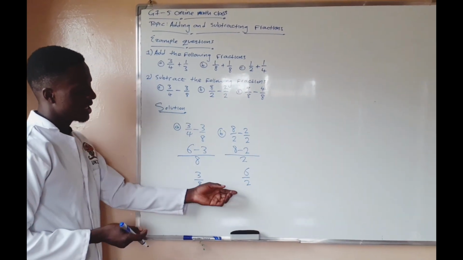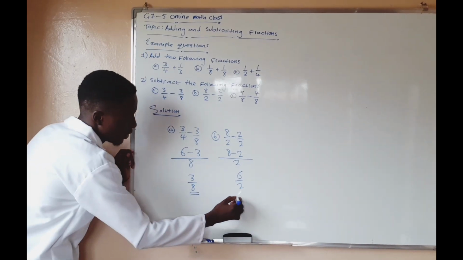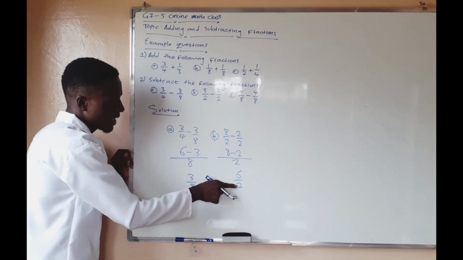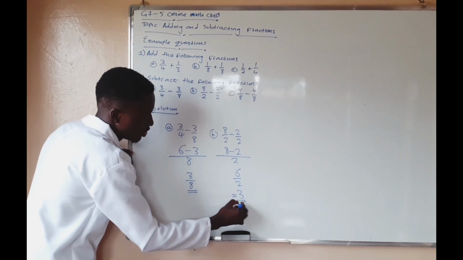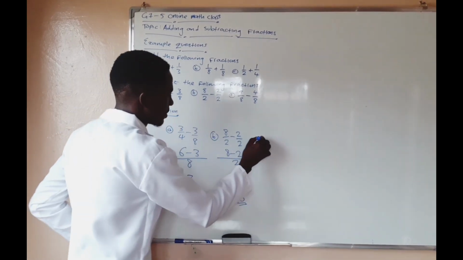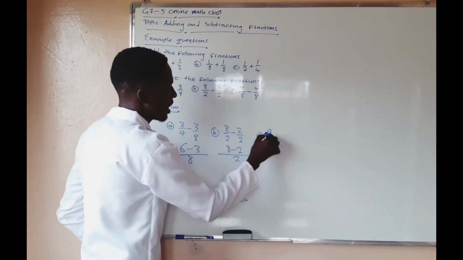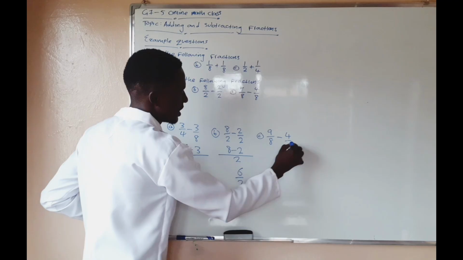Now, in such a case, we discover that 2 can go into 6. Then we can divide that one. How many times does 2 go into 6? 3 times. Then this is your answer. Okay, we move to the last one. We have 9 over 8 minus 4 over 8.